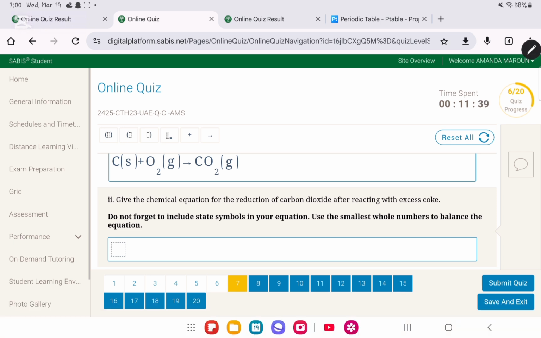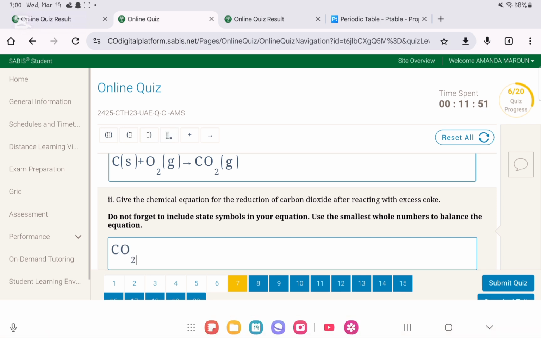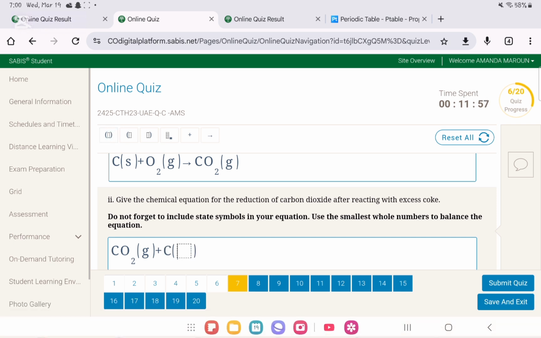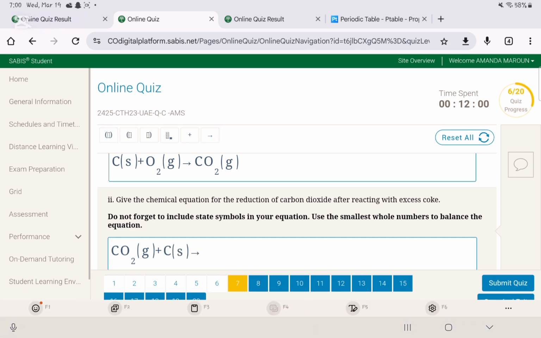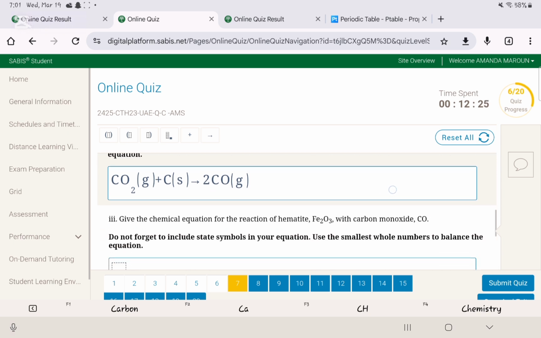Okay, so here what they are saying is that we need to write the chemical equation of carbon dioxide. So carbon dioxide, that is CO2 gas in addition to, so it will react with excess coke. So coke is a solid, and it will form what? It will form carbon monoxide, and carbon monoxide, it is a gas. So it will form carbon monoxide gas. This equation is not balanced. To balance it, you will put a 2 over here. So carbon dioxide gas will react with excess coke, C solid, to produce 2CO, 2 carbon monoxide gas.